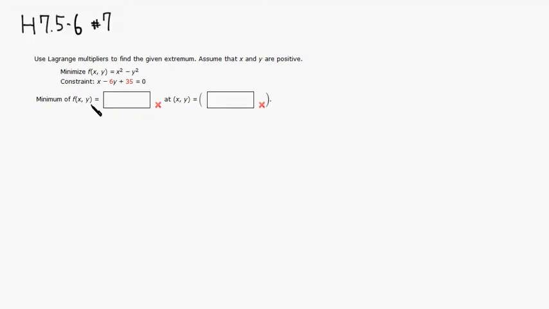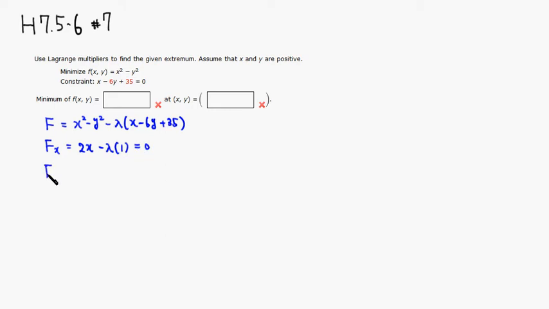Let's construct the capital F function, which is going to be x squared minus y squared minus lambda times quantity x minus 6y plus 35. Then the partial derivative with respect to x would be 2x, the partial of negative y squared would be 0. Negative lambda is just a constant, and the partial of this with respect to x is just 1. Set that equal to 0.